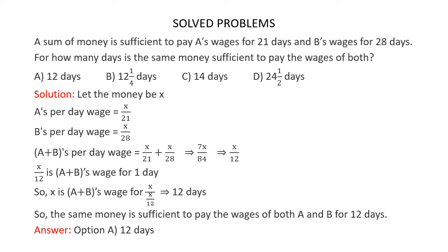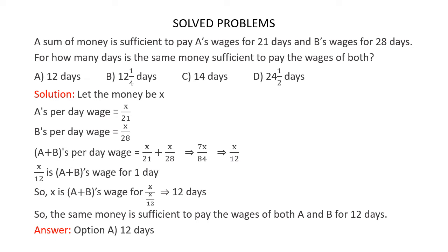Also, it's given that X is sufficient to pay B's wages for 28 days. So for 28 days, B's wages is X. So for 1 day, B's wage will be X by 28. Now A plus B's per day wage is equal to X by 21 plus X by 28. On solving this, we get A plus B's per day wage as X by 12.